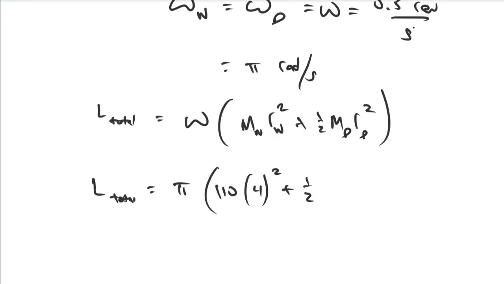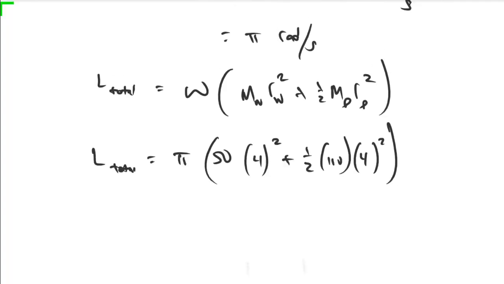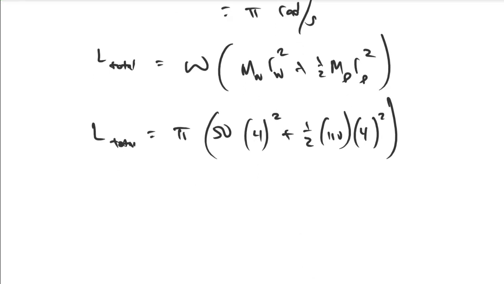plus the mass of the disk. I apologize. The woman had a mass of 50 kilograms. The disk had a mass of 110 kilograms. And then the radius of the disk is also 4 meters. And so this total angular momentum comes out to 5.28 times 10 to the third kilogram meters squared per second.